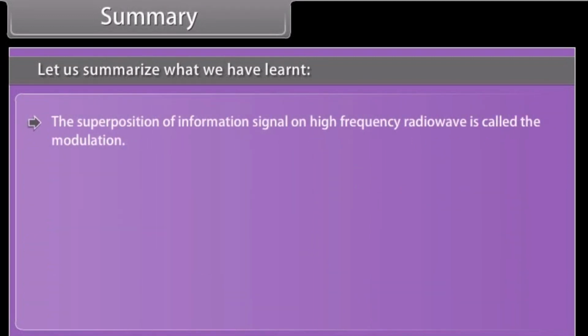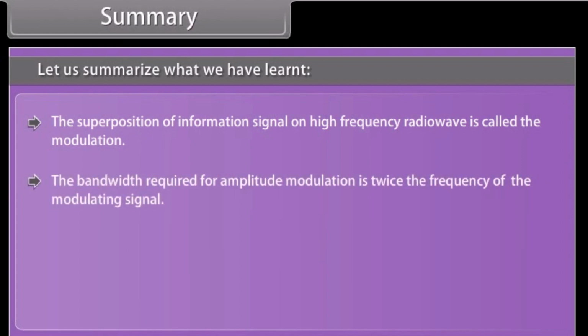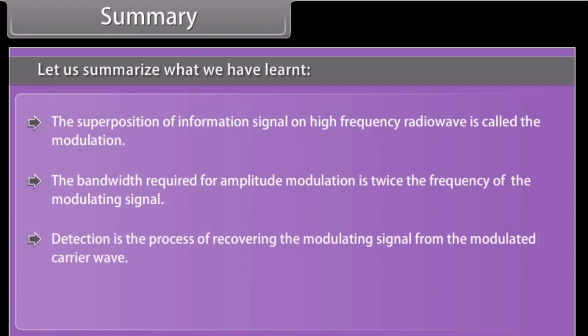The superposition of information signal on high-frequency radio wave is called the modulation. The bandwidth required for amplitude modulation is twice the frequency of the modulating signal. Detection is the process of recovering the modulating signal from the modulated carrier wave.